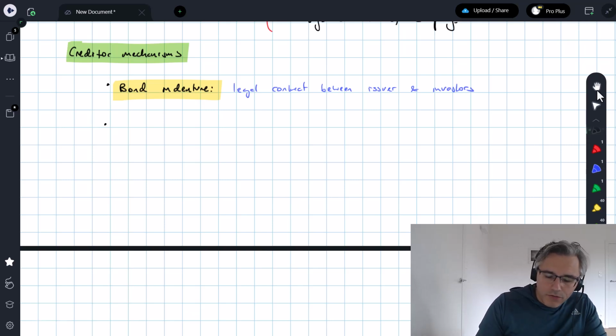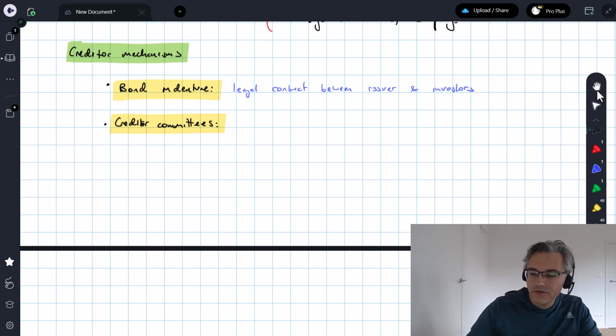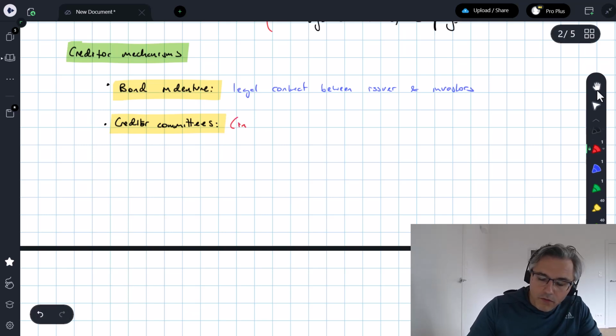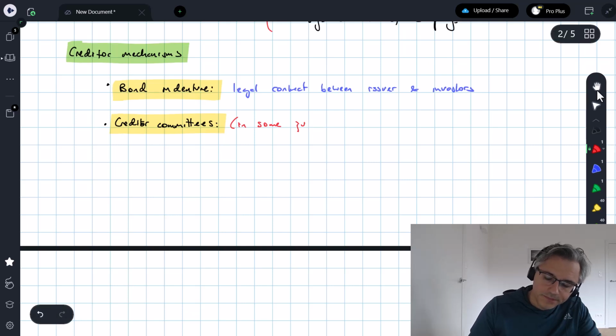But there are also so-called creditor committees, and these get convened not from the very start, but when the issuer gets into some sort of trouble, and they only work in some jurisdictions. In others, they may not be. You will not find them in every place around the world.